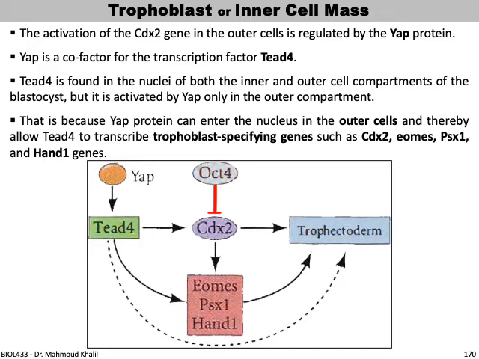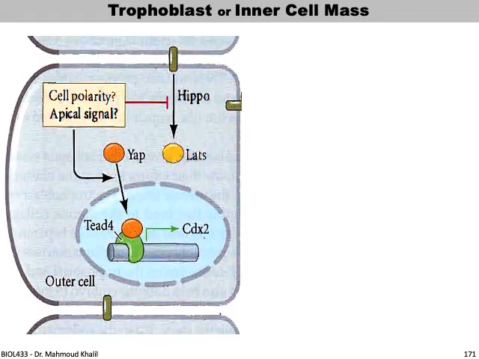One very important gene, OCT4, can downregulate CDX2, so it blocks the differentiation into trophectoderm. So you can see here how the mechanism is working. YAP, once internalized into the nucleus of a blastomere and attached to TEAD4, will promote the expression of CDX2. So these cells will fate into trophectoderm.